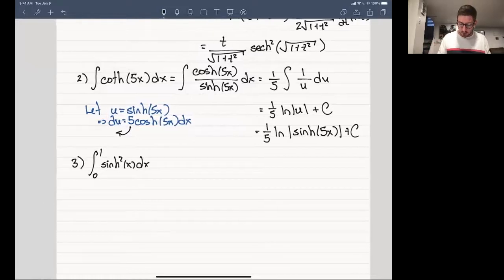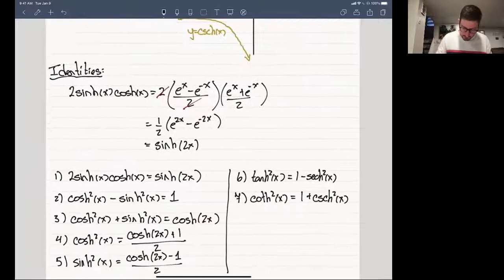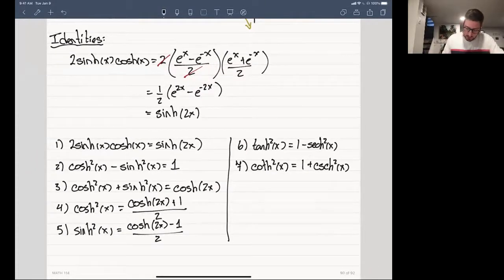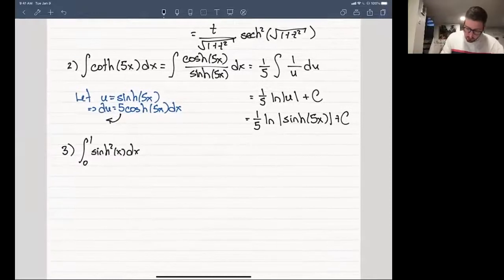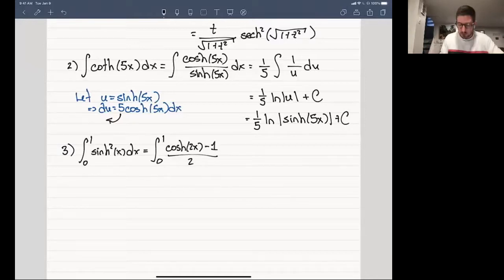So let me go back for a second. Let's look at the identities. We can see that identity number 5 here turns a sinh squared into a cosh of 2x, plus some extra constants, but that doesn't really matter to us. So let's do that. Now I'm not changing the variable, so there's no substitution here. I'm using an identity. Sinh squared is the same as cosh of 2x minus 1 divided by 2 dx.